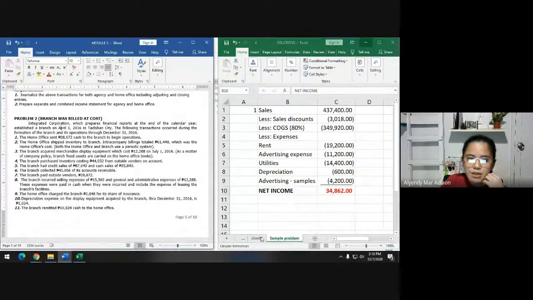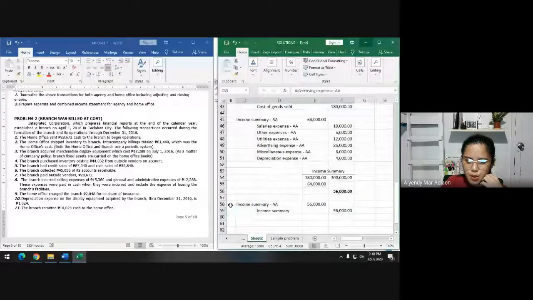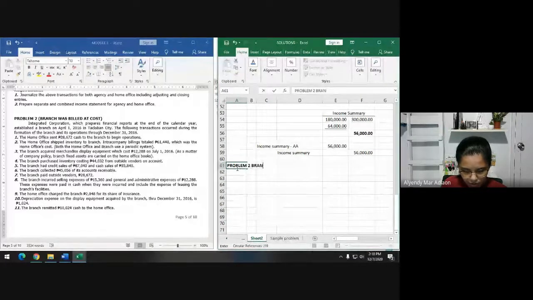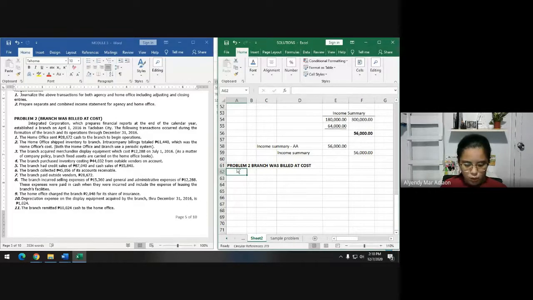Okay, branch accounting. Now, problem 2, branch was billed at cost. So, what do you mean by billed at cost? Same as my example earlier, right? It can be billed at cost, or it can be billed above cost.